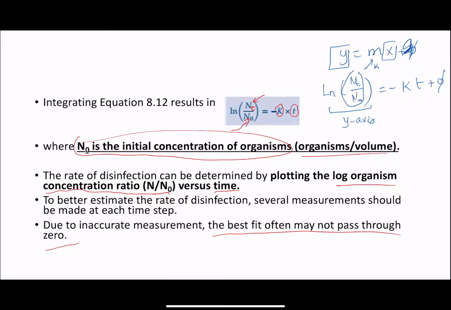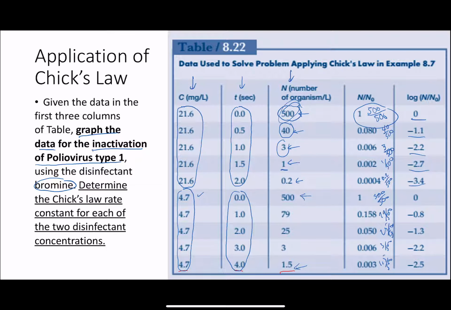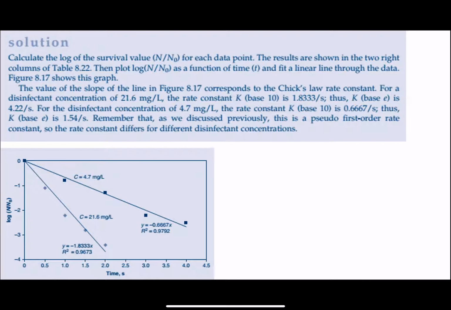And now we will plot the log, or the ln, of Nt over N naught versus the time you have here. This is the time for each one of them, to check which one of them is highly effective. So once you plot the log of N over N naught versus the time in seconds, you can see that the 4.7 has a best fit like this. And of course, the other one, the 21.6, has a line like this. The best fit is like this.